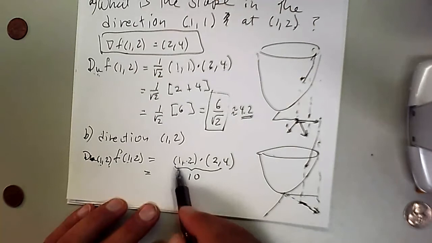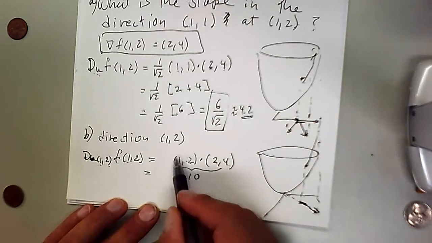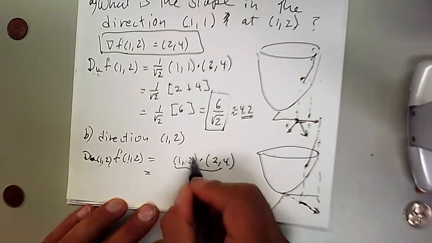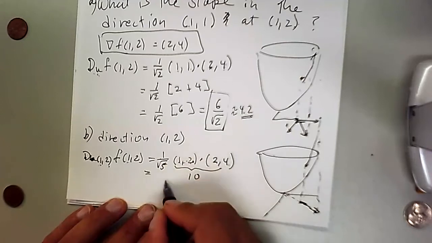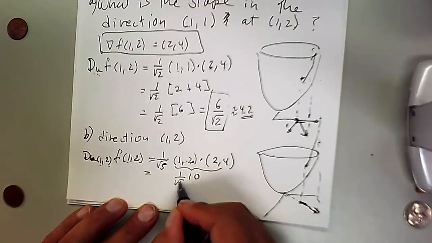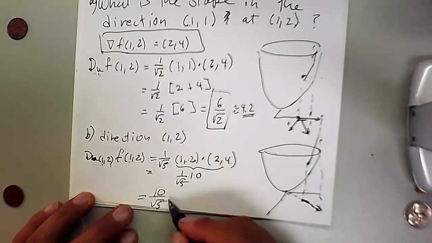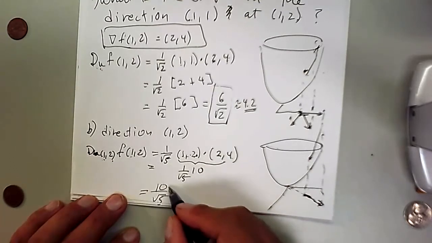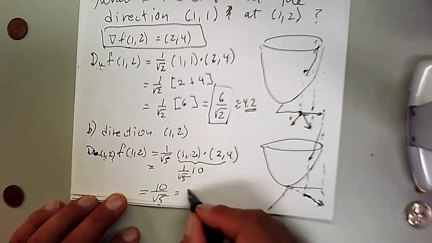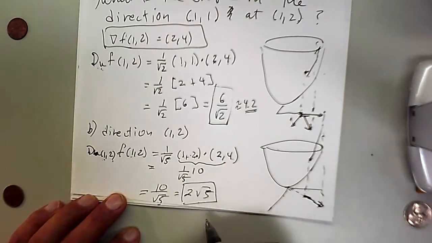This has to come down by the magnitude of this vector. So the magnitude of this vector is square root of 5, because 1 squared plus 2 squared is 5. And so 1 over square root of 5, or just 10 over the square root of 5. This will rationalize nicely because we can multiply with square root of 5 on top and bottom, and we end up with 10 over 5, which is 2 times square root of 5. So the slope here is exactly that, which is the one we want.